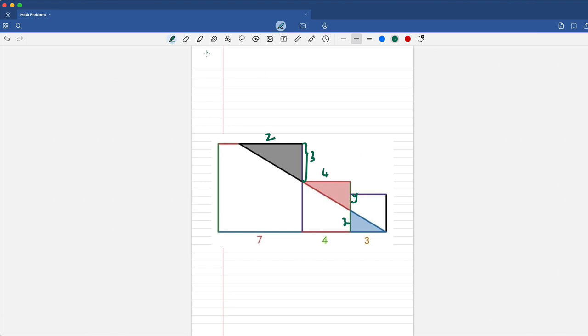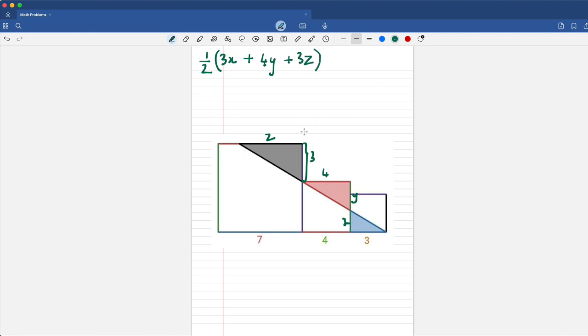Okay, now the area of a triangle is half times base times height. So for the blue triangle, it is going to be 3 times x. And I'm just going to keep the common half out. For the red triangle, it is going to be 4 times y. And for the gray triangle, it's going to be 3 times z.